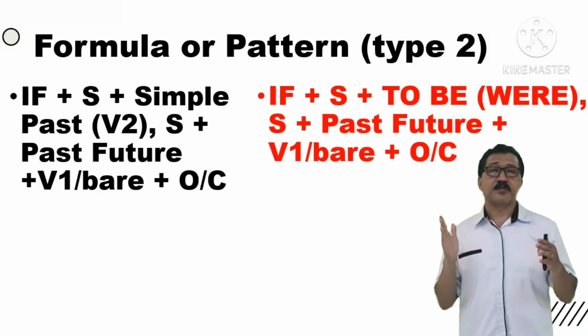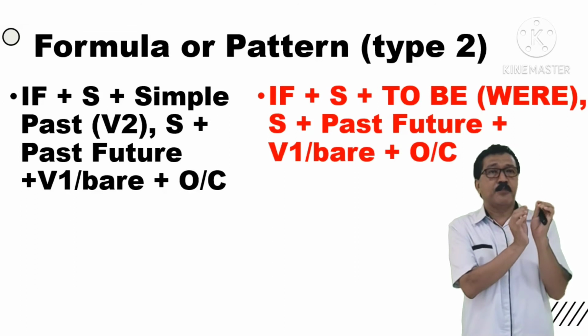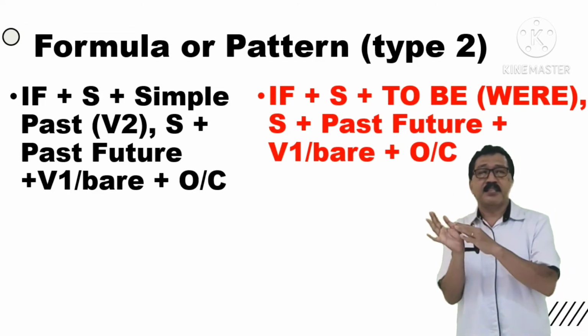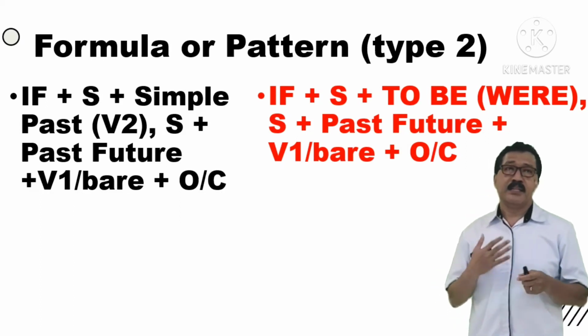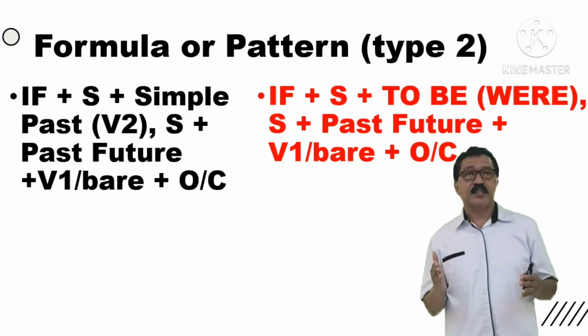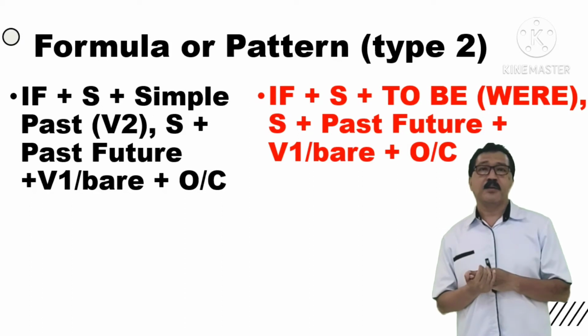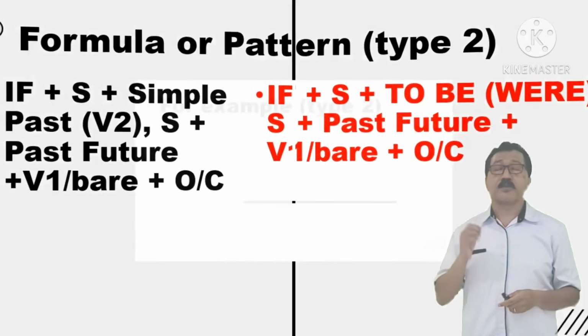If plus subject plus to be, and the to be must be in the past form of the verb. For every subject you put were, the to be in the past form. And then subject plus past future plus verb 1 or bare infinitive and then object or complement.